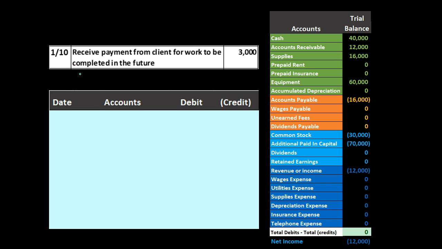Information in the upper left, we're going to record this in the general journal, post it to the general ledger, and then create the trial balance from it. Receive payment from a client for work to be completed in the future.